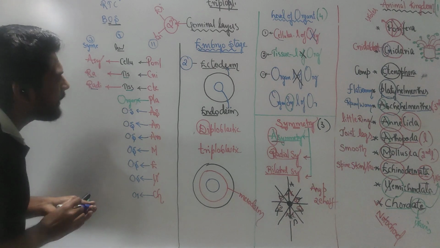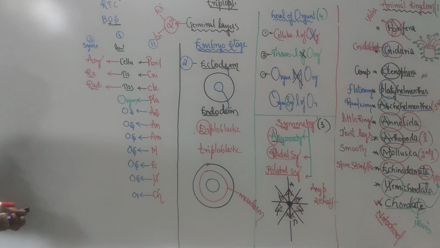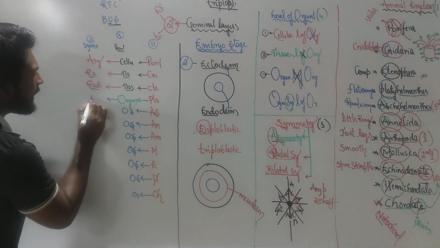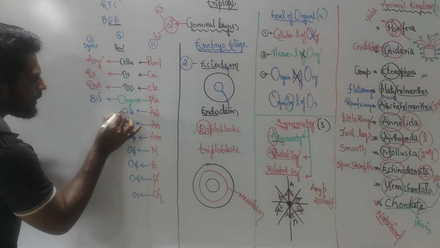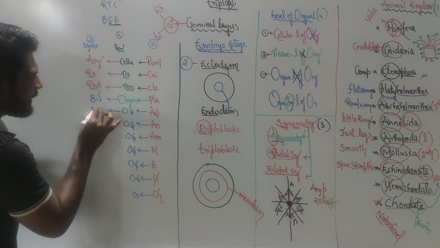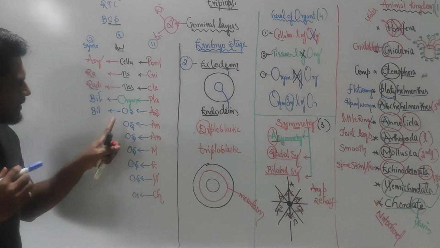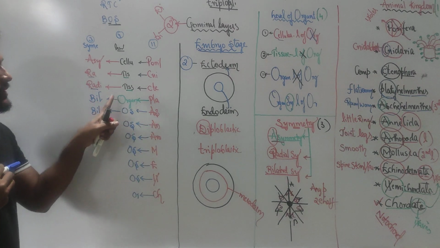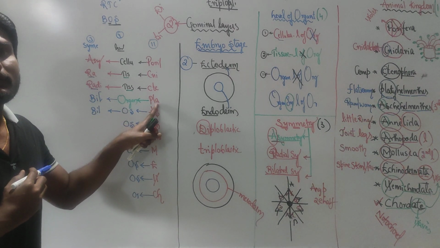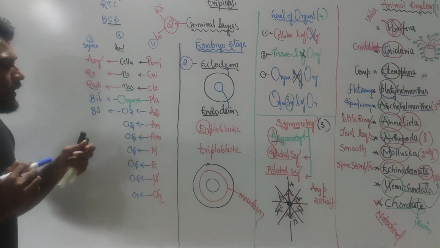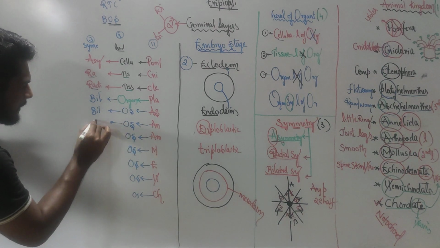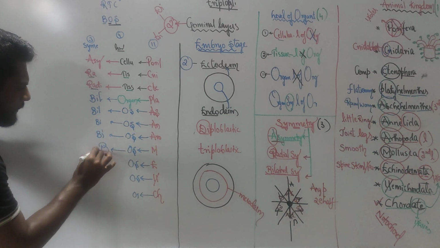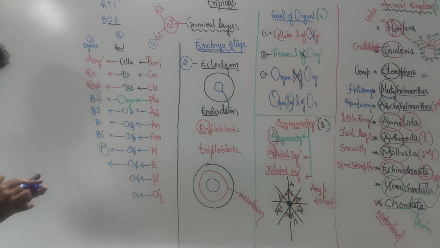Next, come to the organ level, Platyhelminthes. Platyhelminthes is showing what symmetry? Bilateral symmetry. Organ system also shows bilateral symmetry. This means the first organ system level is seen in Aschelminthes. First bilateral symmetry is seen in Platyhelminthes. Next, Annelida, bilateral symmetry. Arthropoda, bilateral symmetry. Mollusca, bilateral symmetry.